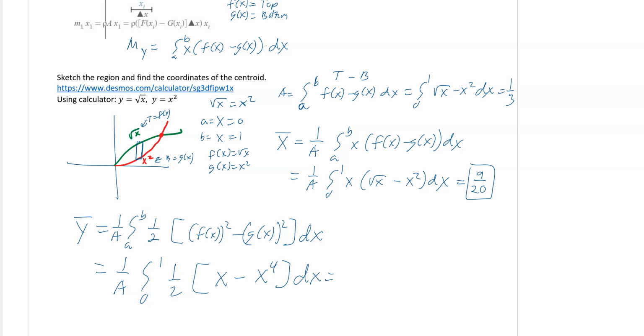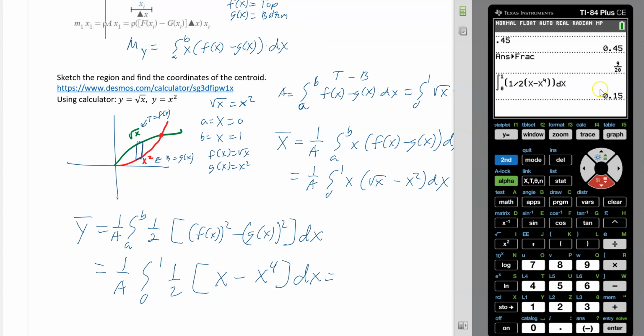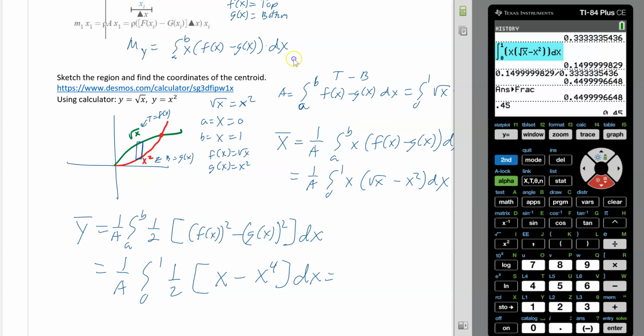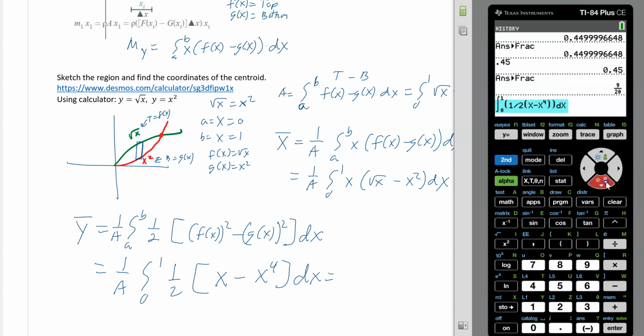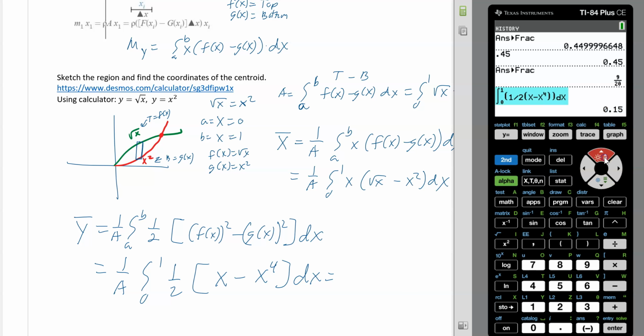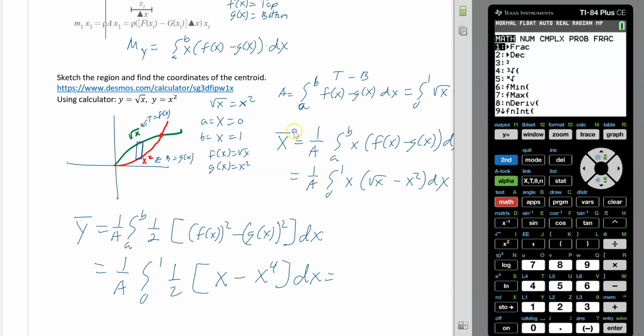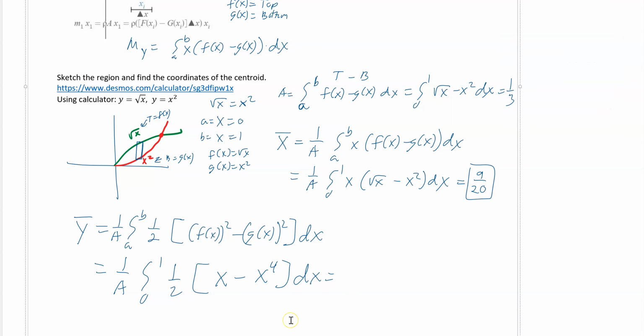And now we can plug this in our calculator as well. So our moment is 0.15 times the density, but we don't know what the density is, so it's just 0.15 here. And then we're going to divide by this one right here. Right there, 0.33, 1/3. So just to save a little bit of time, we're going to take that one and times it by 3 because that's dividing by 1/3. Now math, fraction, enter, and you can see it's 9/20 just like the other.